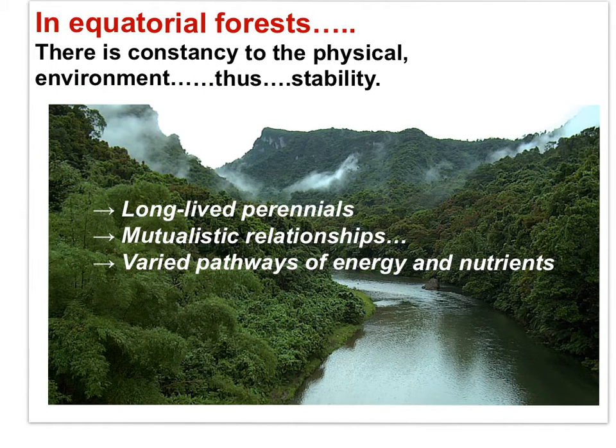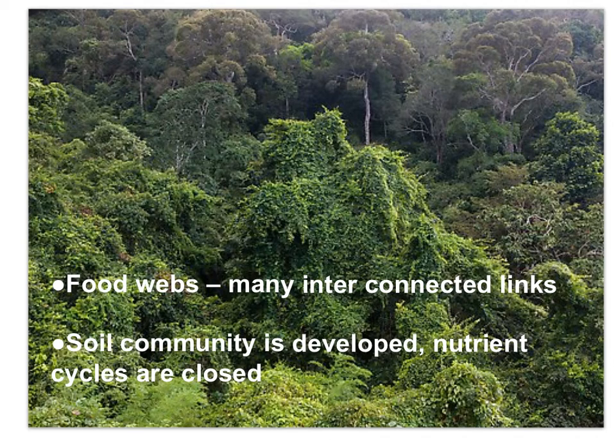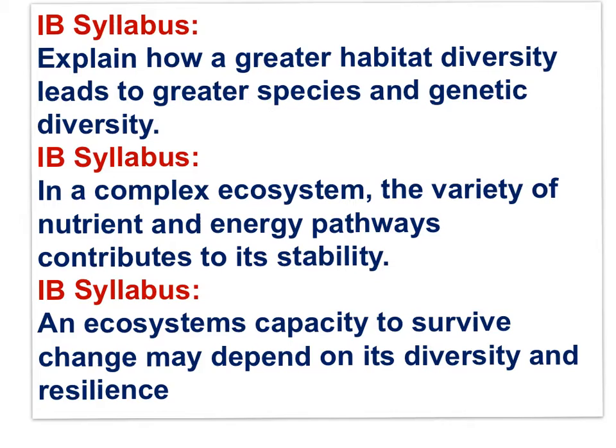In equatorial forests, where there are warm temperatures year-round and high light levels year-round, there is a constancy to the physical environment, thus stability. Rainforests have complex food webs, many interconnected links. The soil community is well developed. Nutrient cycles are closed. So here are 3 IB syllabus statements that you should be able to handle.